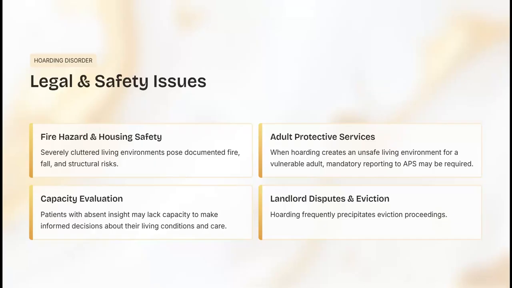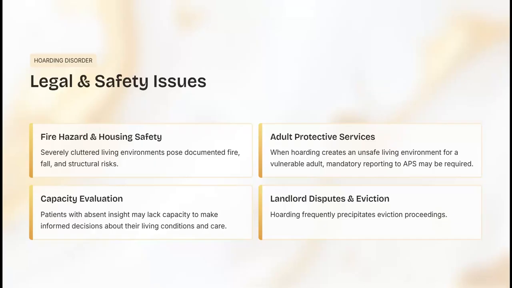And then many hoarding patients lack insight into their condition and they may not understand the risks they're facing. So you may need to conduct or refer for a formal capacity evaluation. And that becomes important if legal interventions, guardianship, or an involuntary placement is considered.